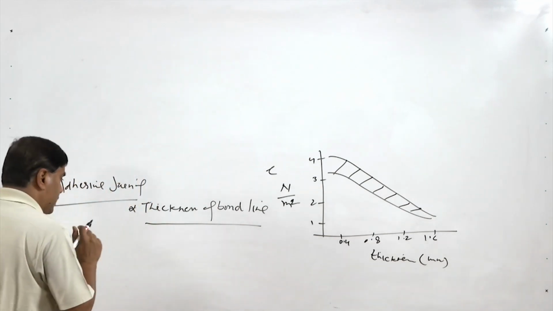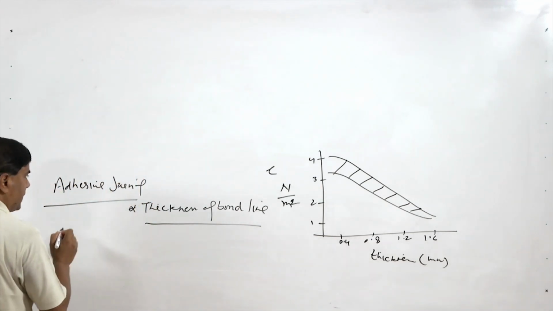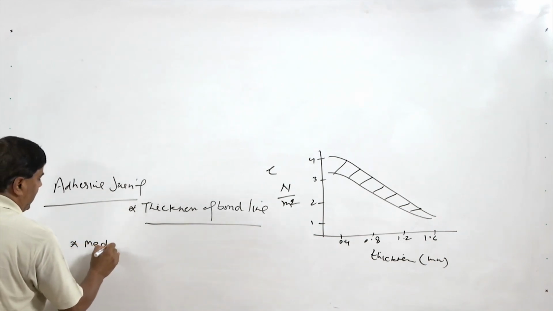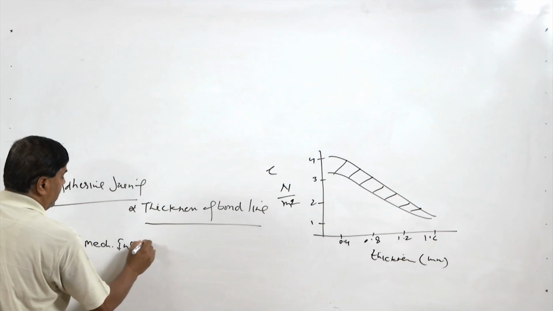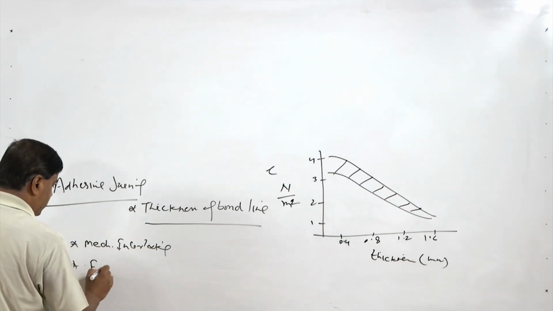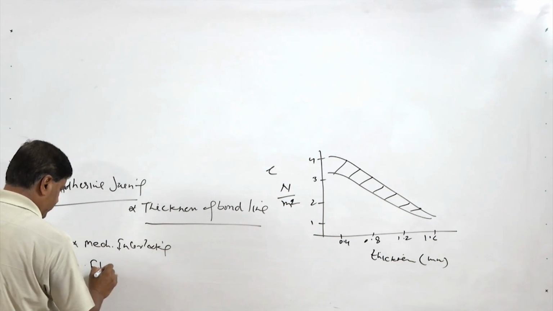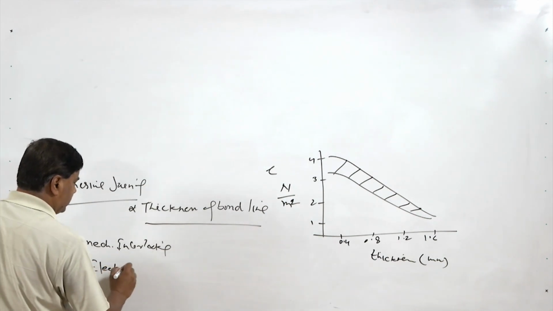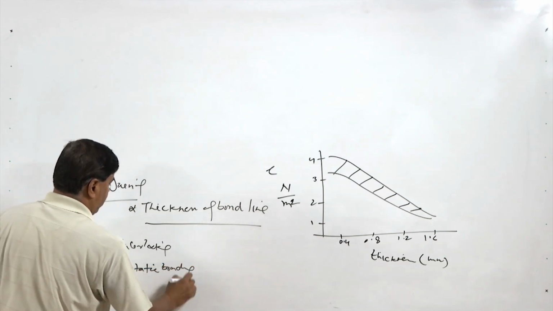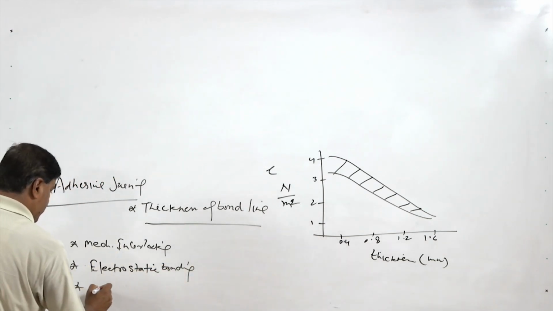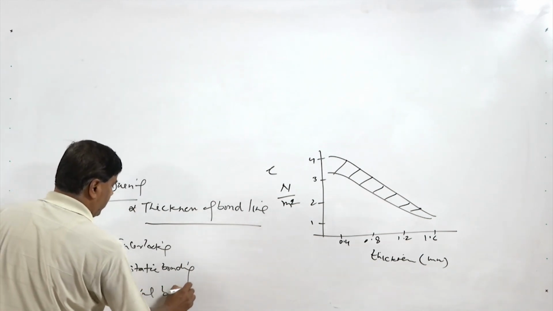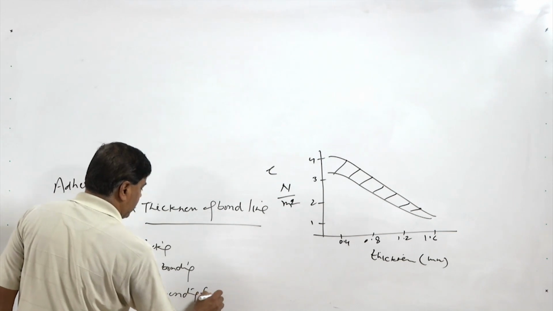Basically, there are three mechanisms that govern the strength of the joint in case of adhesive joining. One is mechanical interlocking, two is electrostatic bonding, three is the chemical bonding forces.